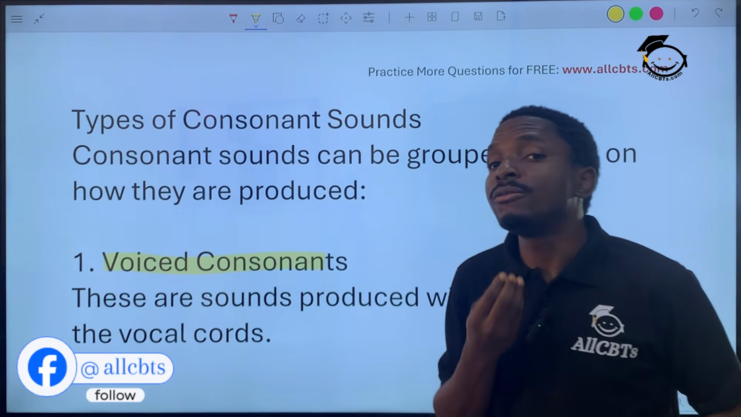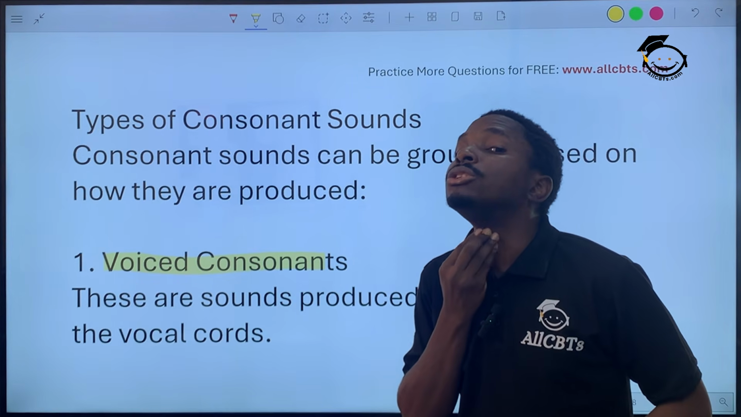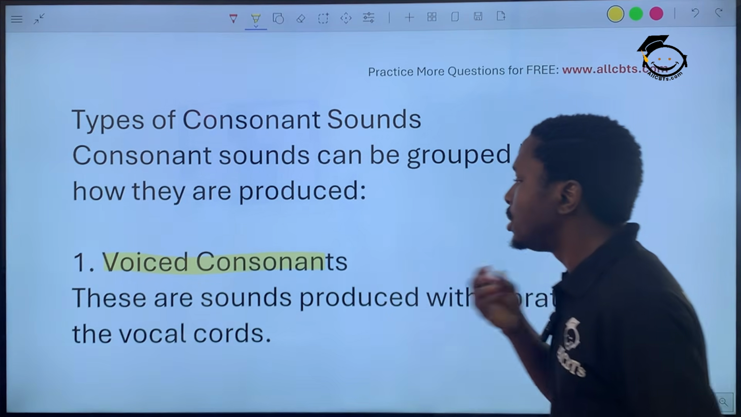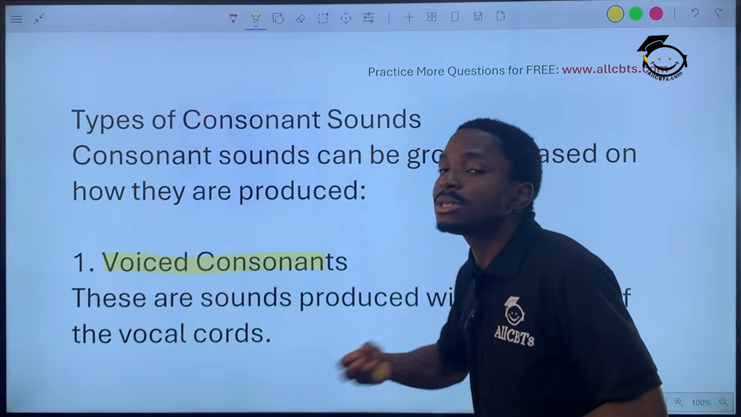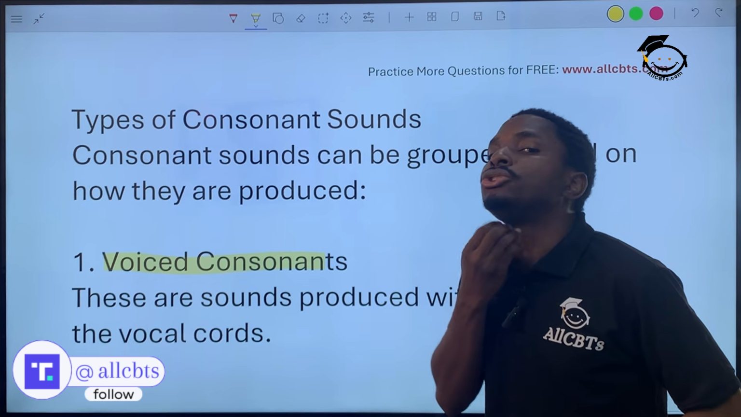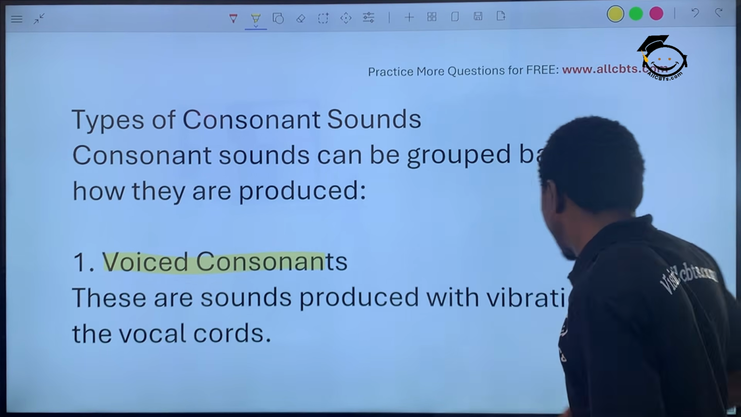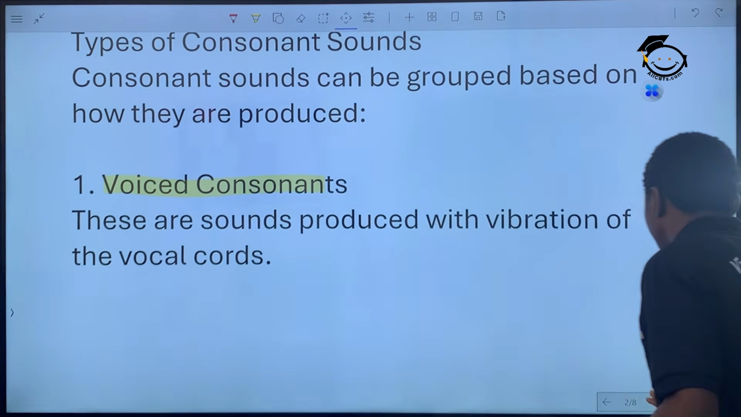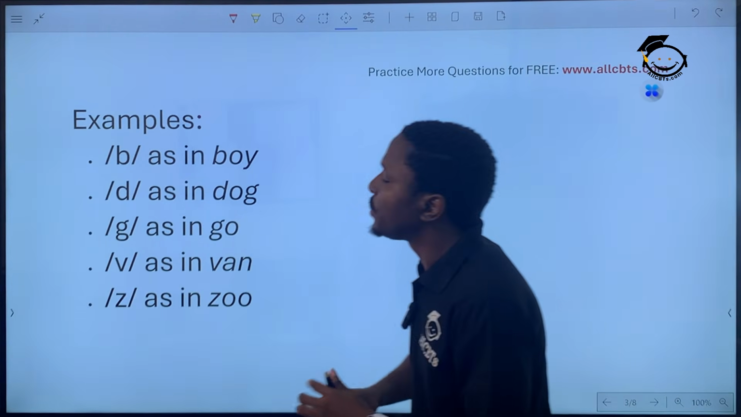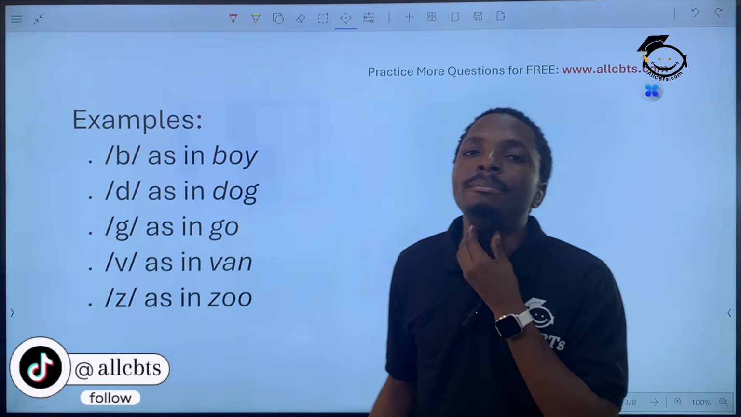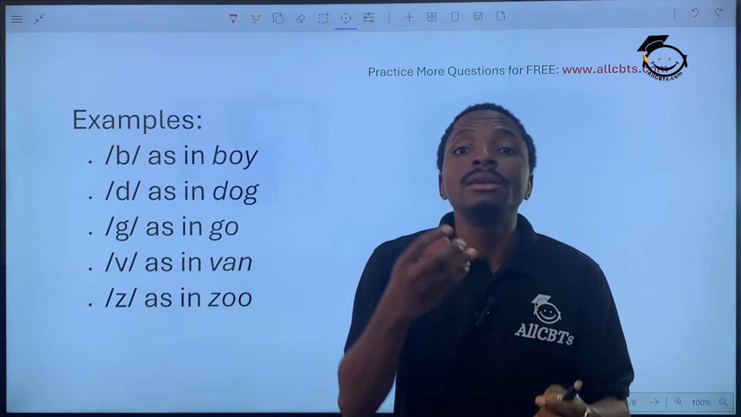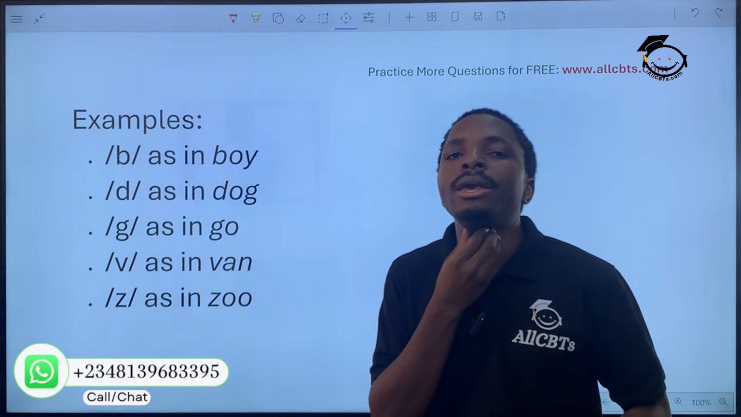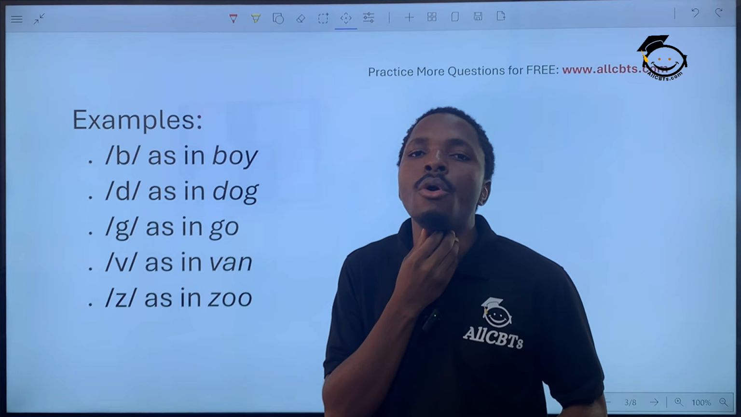Now, can you touch your vocal cord? This is your vocal cord. Your vocal cord is somewhere around there. I believe those in biology should agree, right? These sounds are produced when there is a vibration of this place. You're going to get it. Let's see the next slide now. Example, you call B. Say B and touch this place and tell me what you feel when you say boy, B for boy.